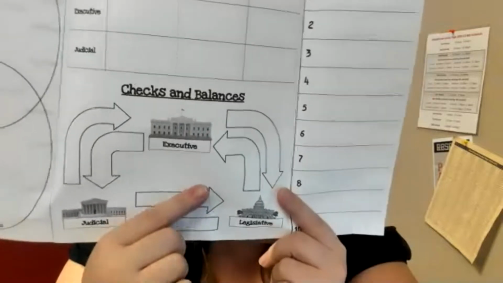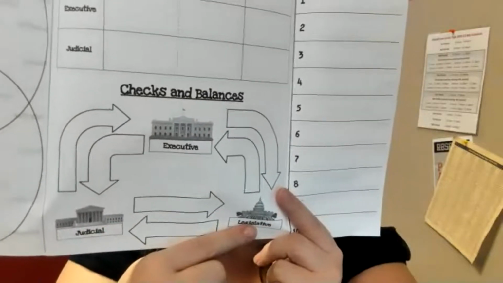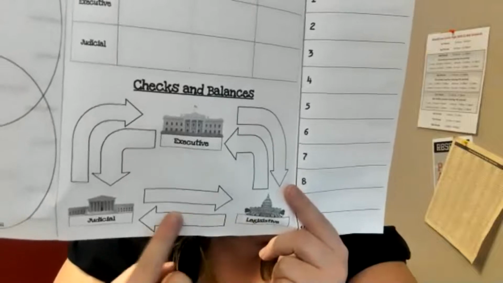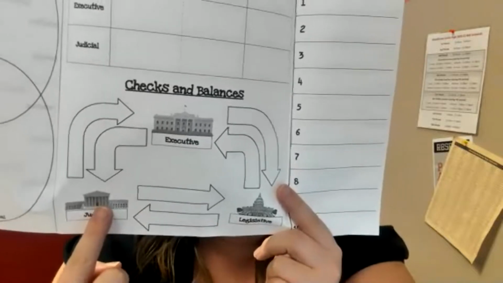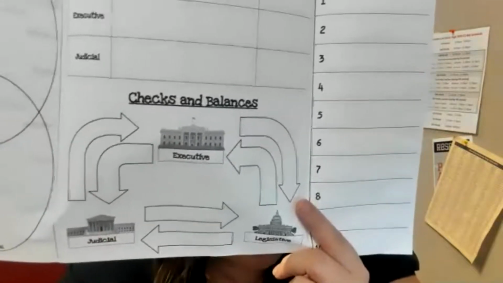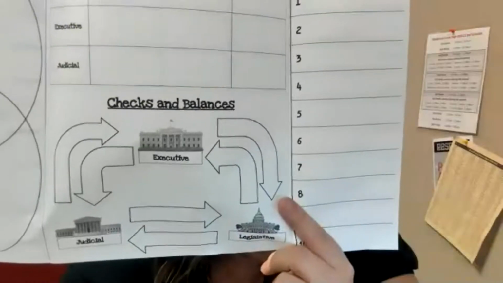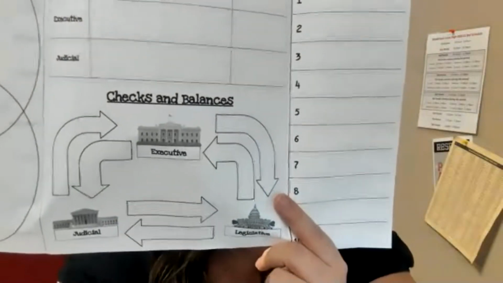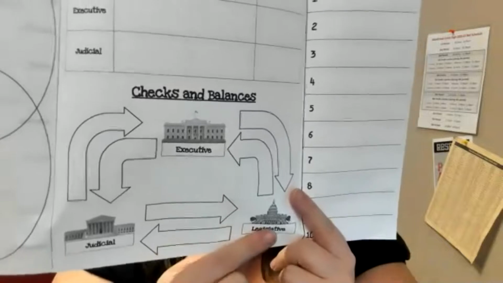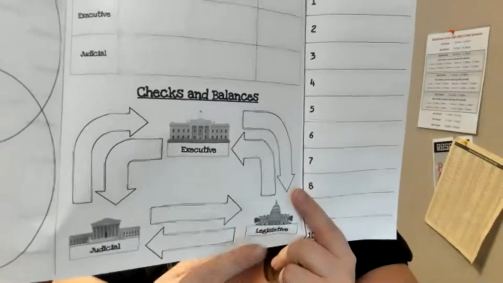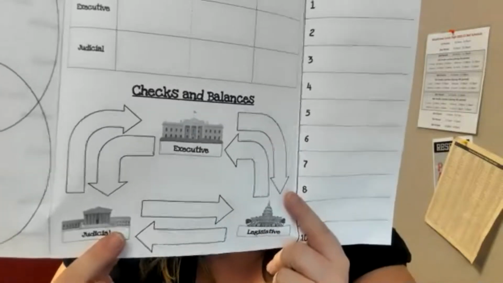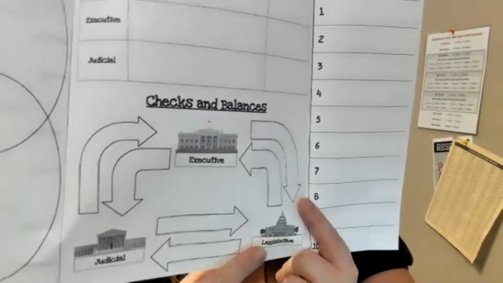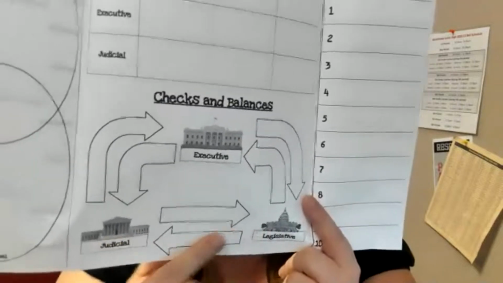So for example, this right here is the legislative branch. And this arrow right here goes to the legislative branch, basically showing one thing: how the legislative branch limits the judicial branch. Okay, how does the legislative branch limit the judicial branch? That would be this arrow.